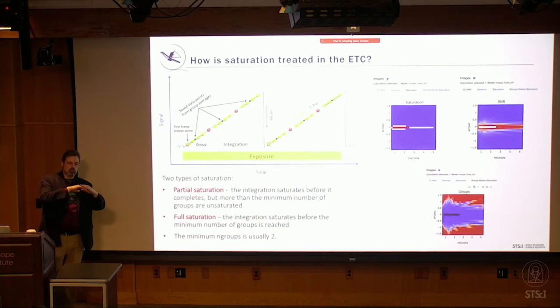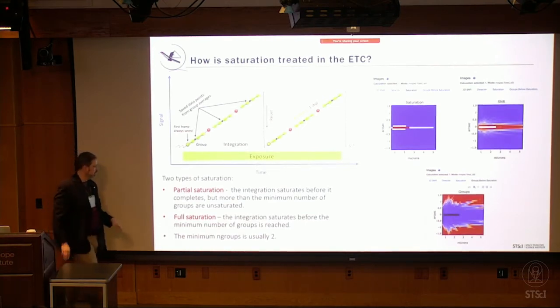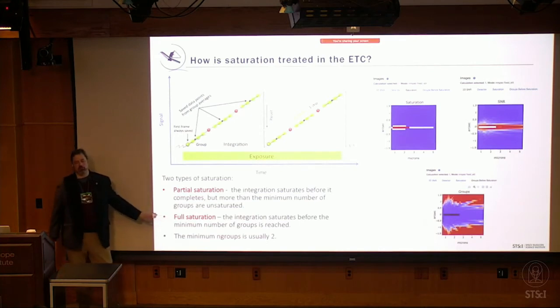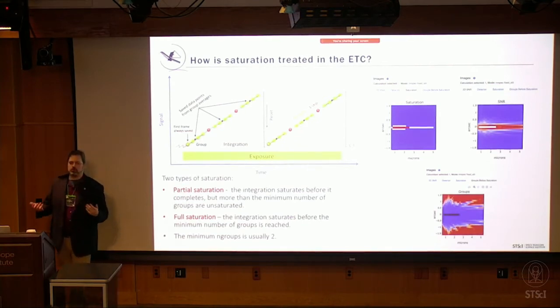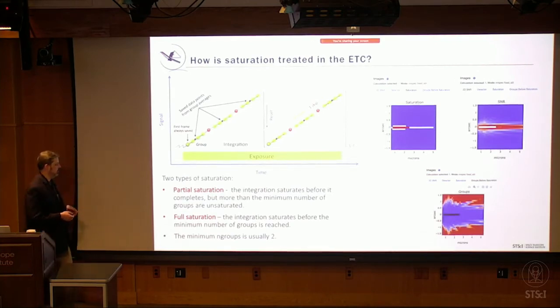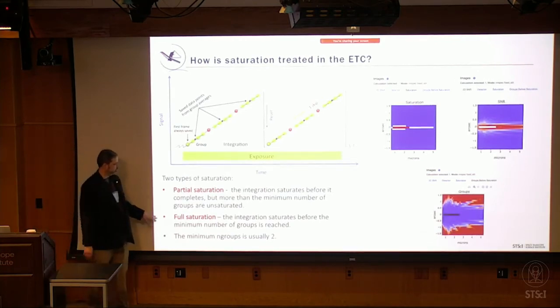And so you can saturate your integration as long as you have enough to make a slope measurement in the first part of it. Now, full saturation, that is if saturation happens at less than the minimum number of groups, right? So you can think of the minimum number of groups as 2 groups, right? If you have less than 2 groups, you don't have a slope anymore. Now for the MIRI detector, for various other reasons, the minimum number of groups is longer, it's 5, and that's related to that detector.